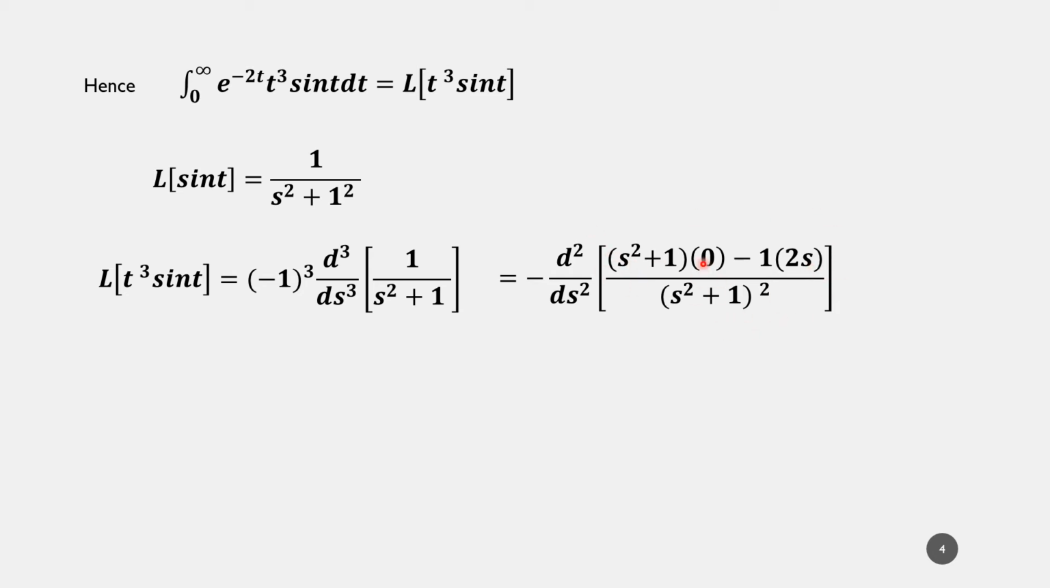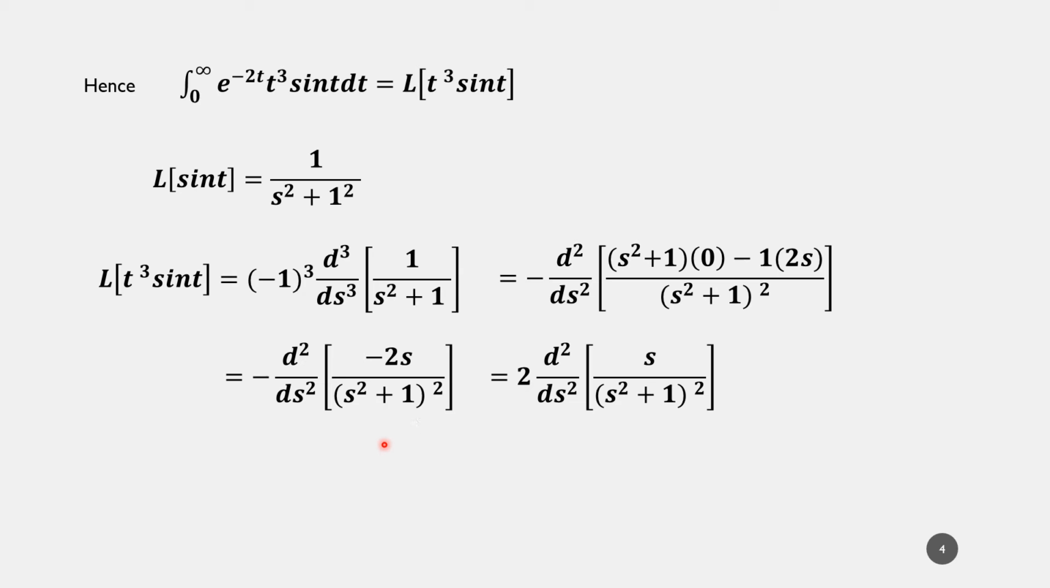Simplify this. This term will become 0. So we will have minus d square by ds square of minus 2s upon s square plus 1 the whole square. Again, two derivatives are still remaining. So now calculate the derivative of minus 2s upon s square plus 1 the whole square. Again apply u by v. I've taken minus 2 outside. So when we take minus 2 outside, already you have a minus sign, so 2 comes out of the differential.